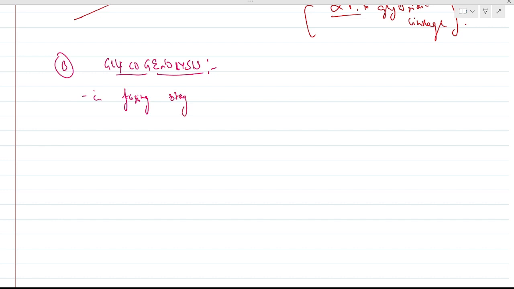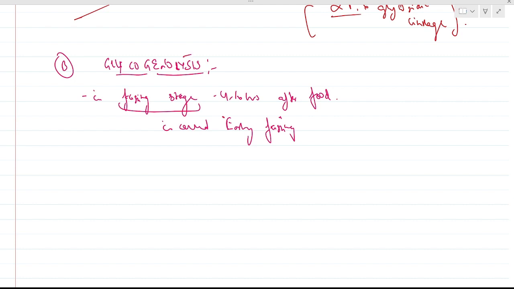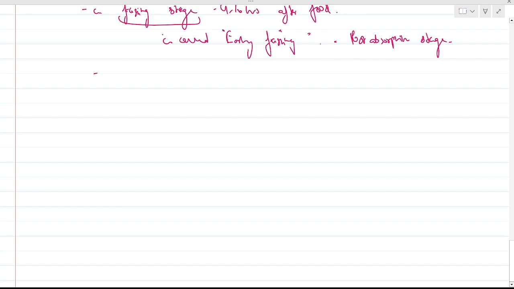4 to 16 hours after food. This fasting stage after 4 to 16 hours is called early fasting. In the previous gluconeogenesis video, we have seen that gluconeogenesis takes place in the fasting stage, which was 16 to 48 hours after food. Before that, glycogenolysis takes place in the early fasting stage. These are the post absorptive stage. And this glycogenolysis obviously takes place in the liver. This is our hepatic glycogenolysis.